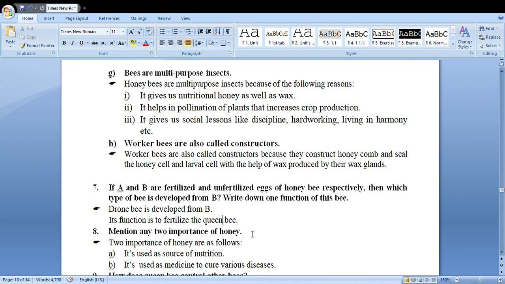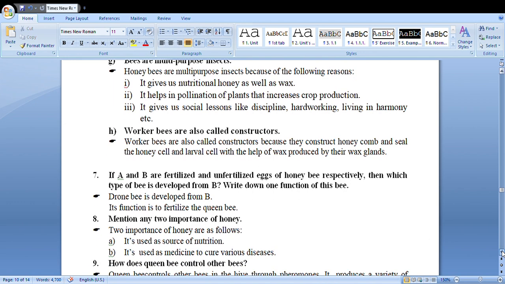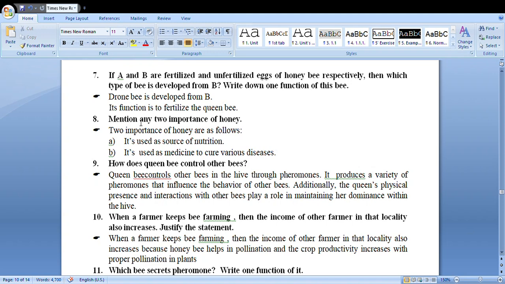Mention any two importance of honey. It is used as a source of nutrition. Honey is a source of nutrition and it is used as a medicine to cure various diseases.